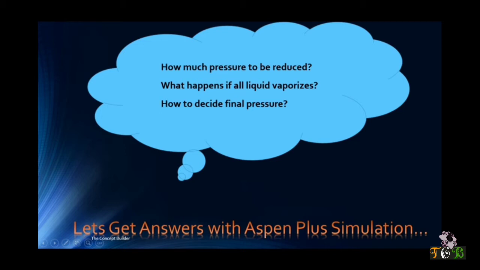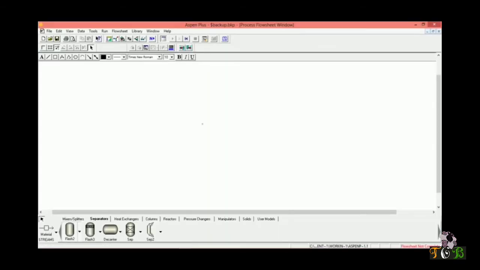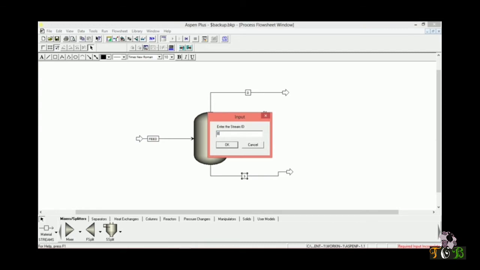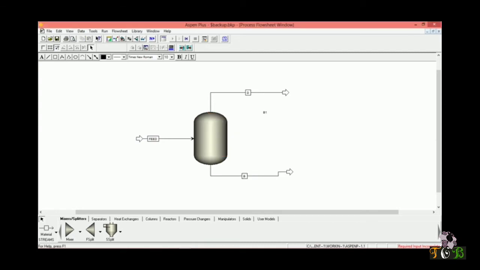I told you that we have to reduce the pressure for the liquid to vaporize, but how much pressure is to be reduced, is there any range of pressure like that? So to answer all these questions, now we're gonna move to our Aspen Plus simulation. So we are at our Aspen Plus simulation window, and we have our flash separator. Okay, so let's define the feed. This is our feed, this is where our vapor product is gonna be, and this is our liquid product. Let us rename these as feed, distillate, and bottom product.